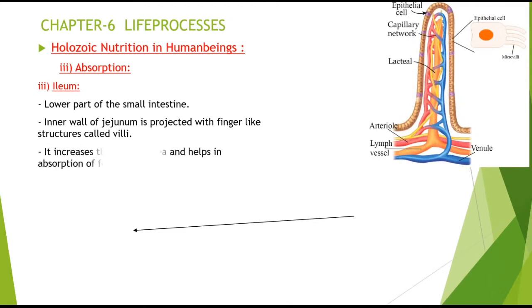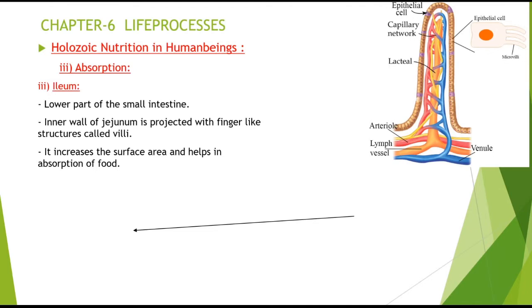Sorry, one mistake here: it is not jejunum, it is the ileum. The inner wall of the ileum is projected with finger-like structures called villi. What are villi? Villi are finger-like structures lined inside the ileum or small intestine, which increase the surface area and help in the absorption of food. So it is the place where the major absorption of food takes place in the small intestine.